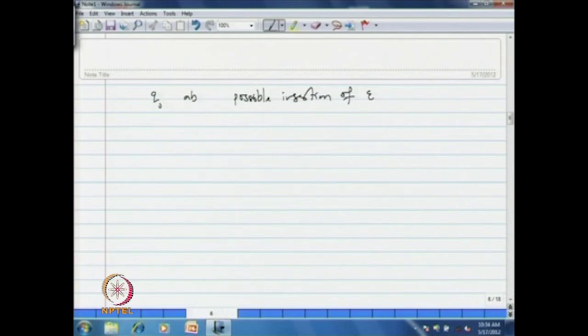So, it is clear that if we process the input string AB at the state Q0, then the set of next states are Q1, Q2 and Q3.